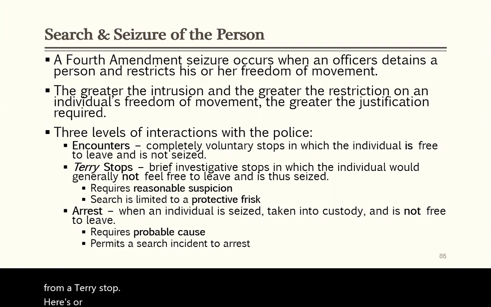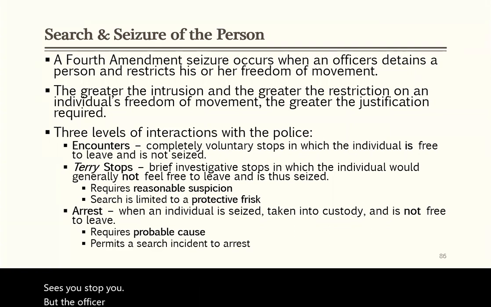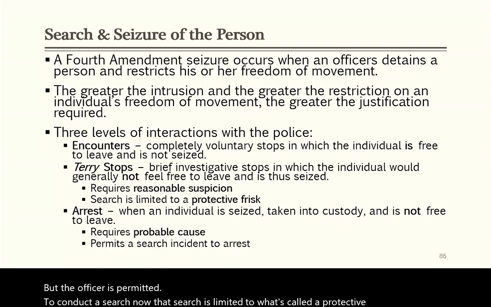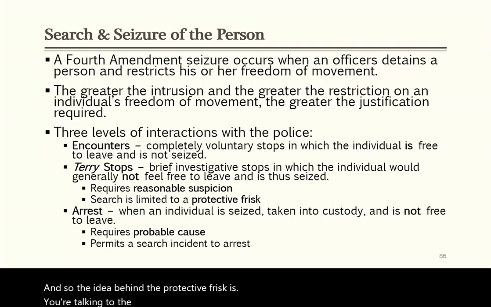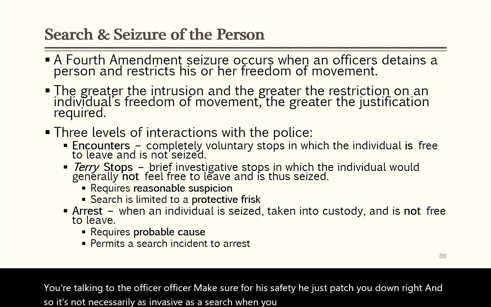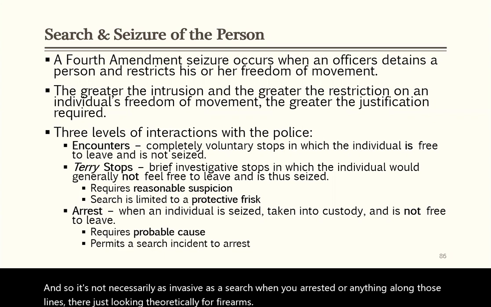Now, here's where Terry stops get interesting. Not only during a Terry stop, if we have reasonable suspicion, is an officer free to seize you, stop you, but the officer is permitted to conduct a search. And that search is limited to what's called a protective frisk. The idea behind the protective frisk is you're talking to the officer, and for his safety, he just pats you down. It's not as invasive as a search when you're arrested or anything along those lines. They're just looking theoretically for firearms or some other weapon.